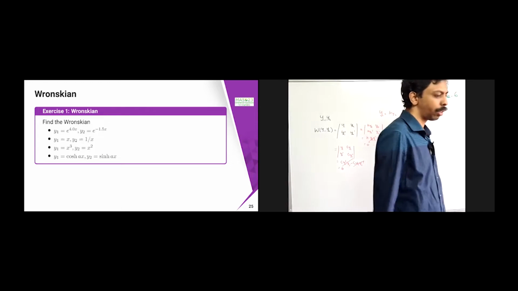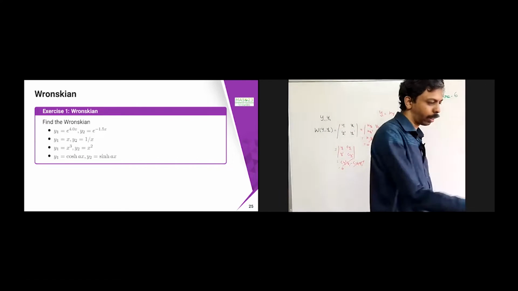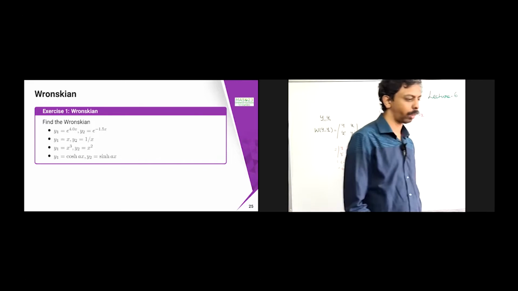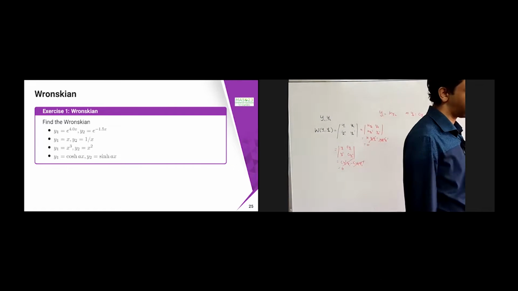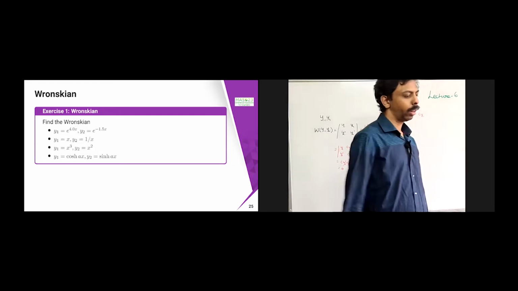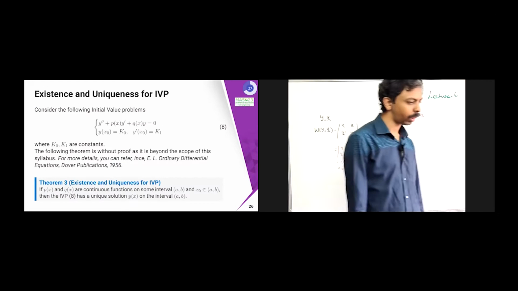So you can find the Wronskian of these functions and then you can verify that. Already I did one problem, x cube and x square, we have done that already. So you can do this as an exercise. Okay. Next one, we are going to see when the solution is going to be obtained.